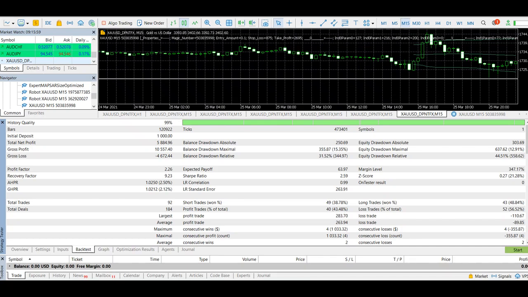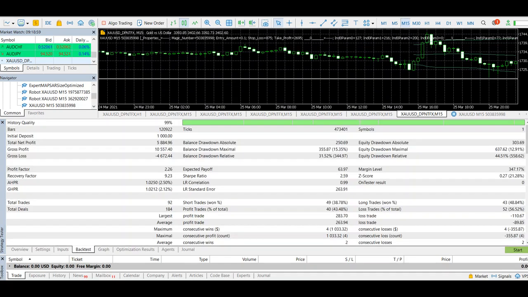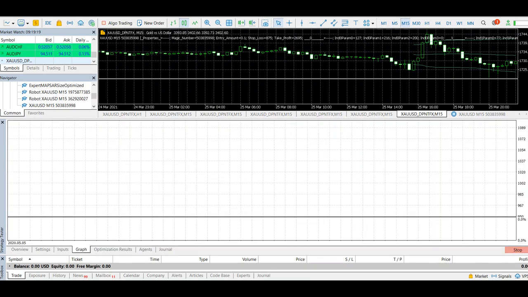So I have shown you three modeling tests. One is open price, one is average tick, and one is UHLC, and the results are almost the same in this. So if you want, I can show you another setting with a little less profit, but let's see how it goes. So the test has been started, and you can enjoy the music in the meantime.